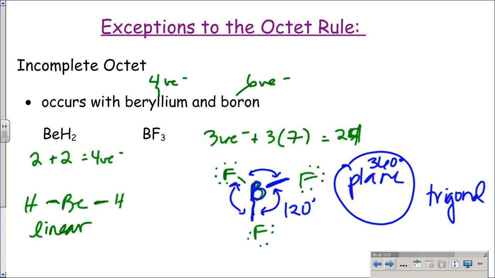Trigonal pyramidal or trigonal planar? Well, it's not a pyramid because there's no pushing up and down of these electrons from a lone pair, so it has to be planar. Trigonal planar.